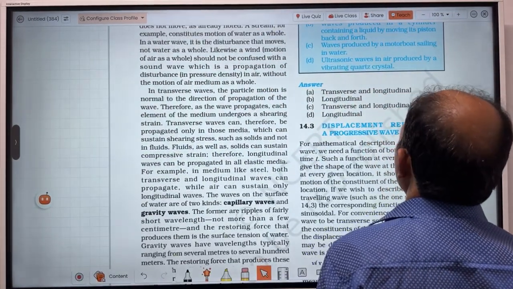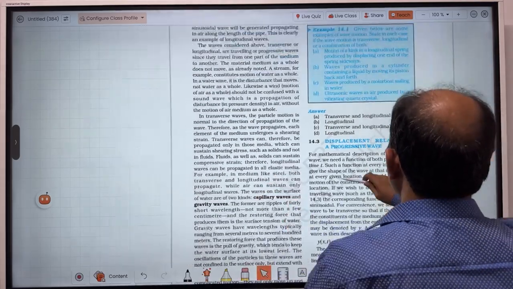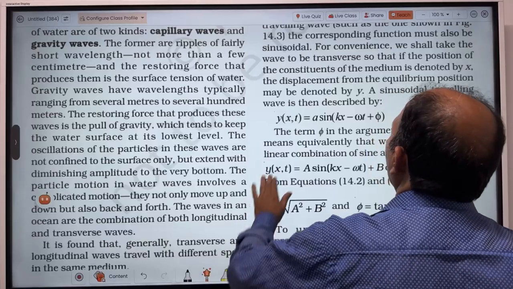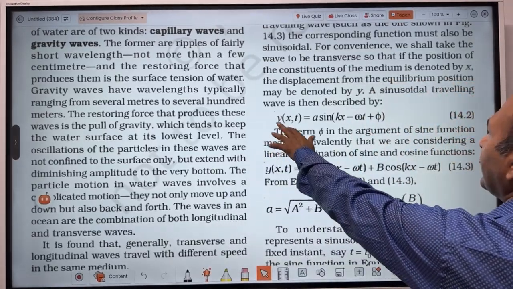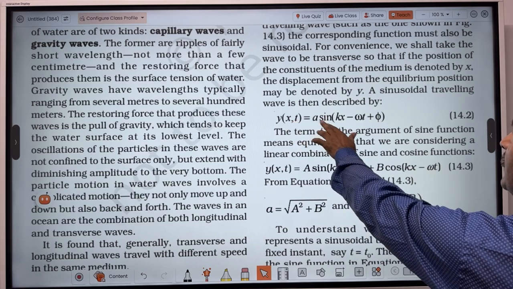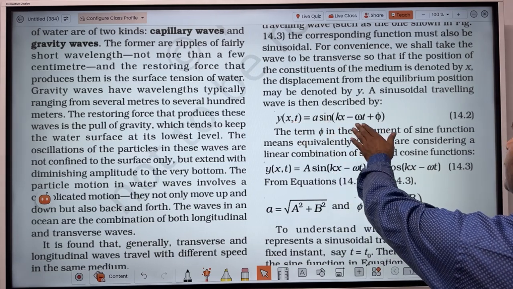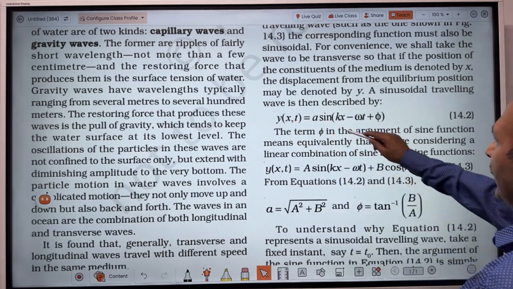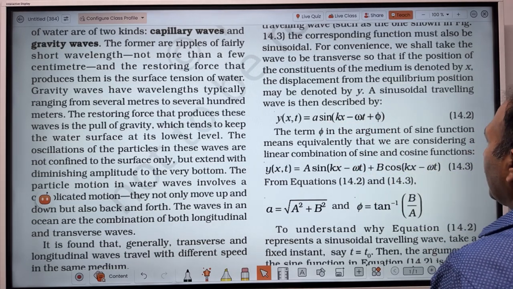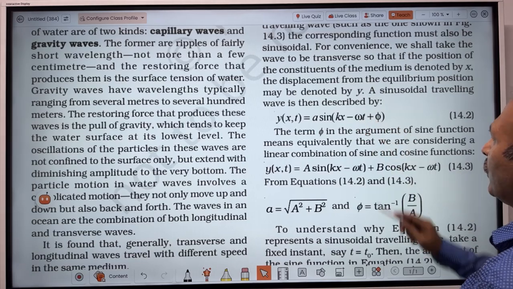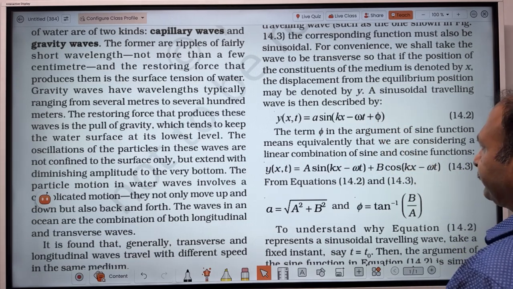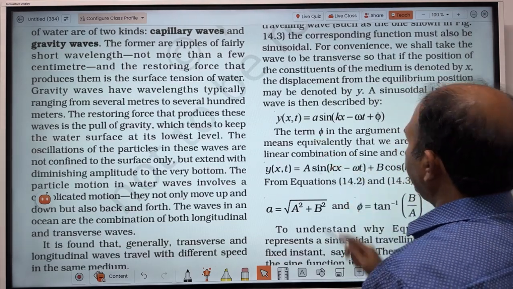Now, displacement relation in a propagation wave. Here we are going to see the standard equation. How do we write it? Y, the displacement at any time, as a function of x and t, is equal to a sine kx minus omega t plus phi. Here a is amplitude, k is 2 pi by lambda called propagation constant, omega is 2 pi by T, and phi is initial phase. Right.